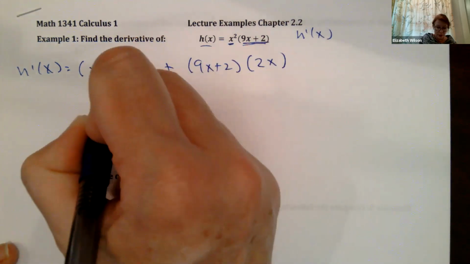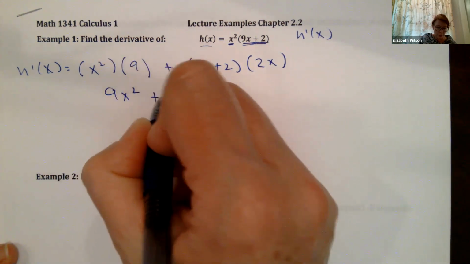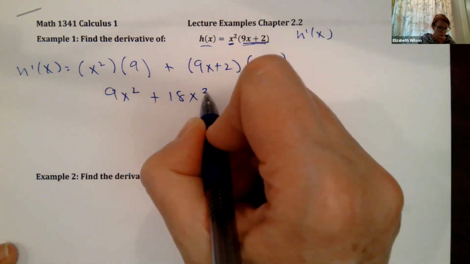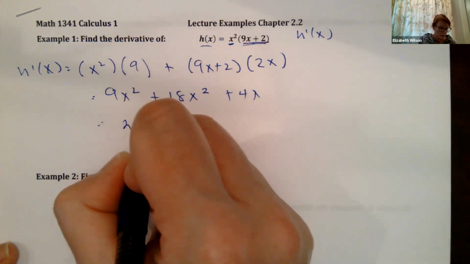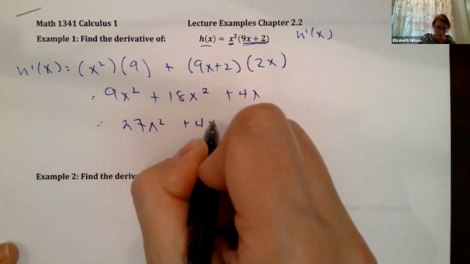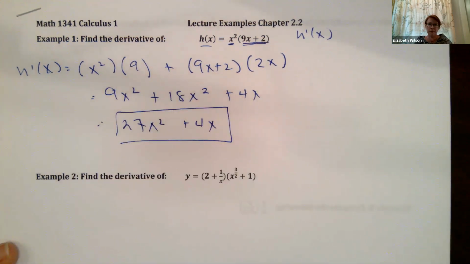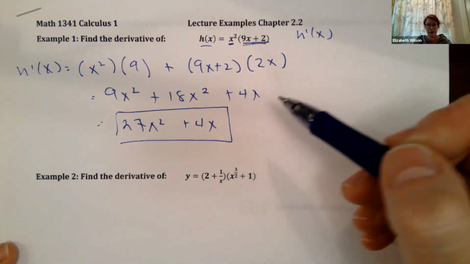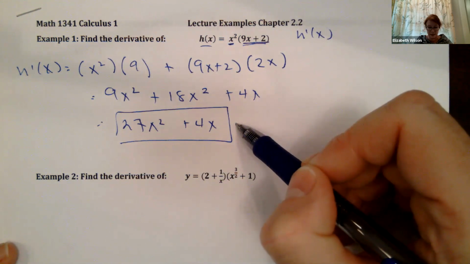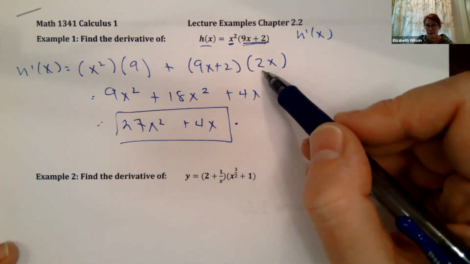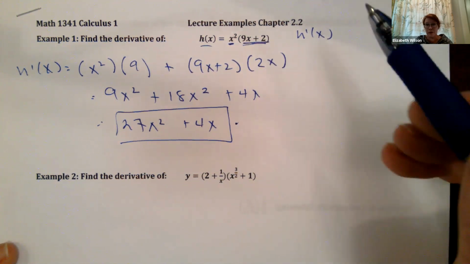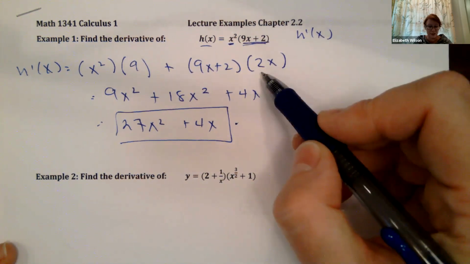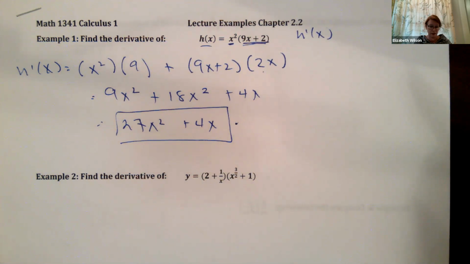So this is going to become 9x squared plus 18x squared plus 4x, which is equal to 27x squared plus 4x. Both of these are correct. This looks nicer, and it's easier to grade than if it was all left out like that. But when in doubt, you can leave it like that. Unless it says simplify and combine all like terms, you can technically leave it like that.